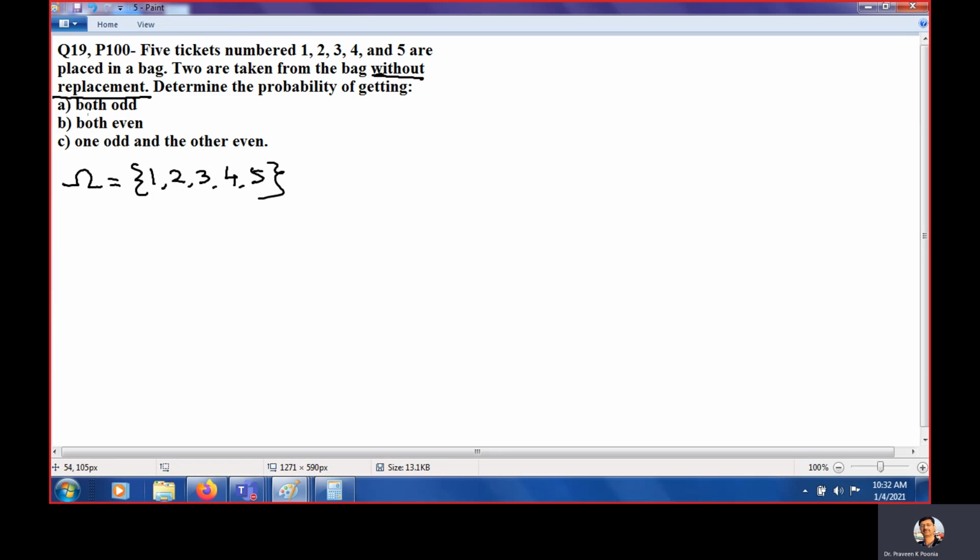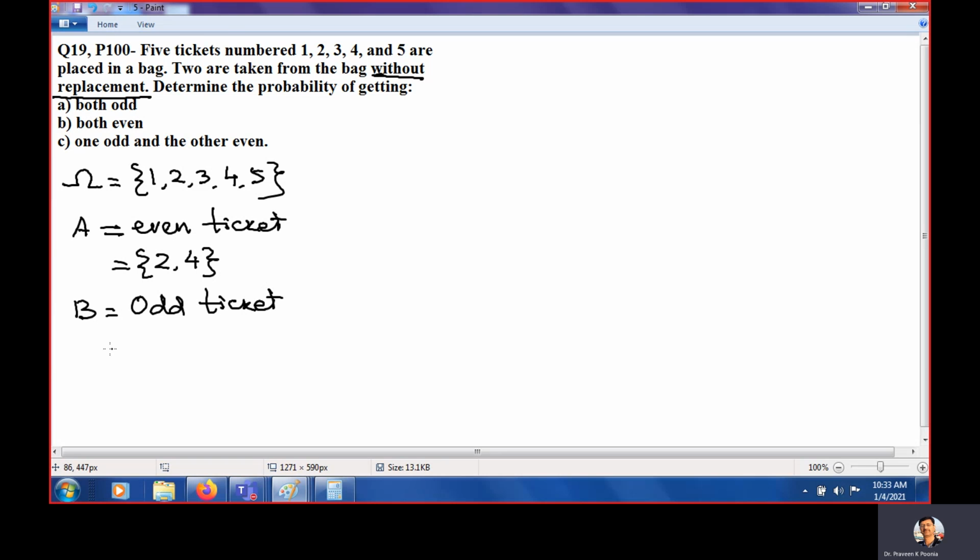Now there are two types of events, odd events and even events. So let A be that you are getting an even ticket. Even tickets are only 2 and 4. Clear? And B, the odd ticket. Odd ticket means it is 1, 3 and 5. So how many numbers are there? There are total 5 numbers. These are total 2 numbers. These are total 3 numbers. Clear?